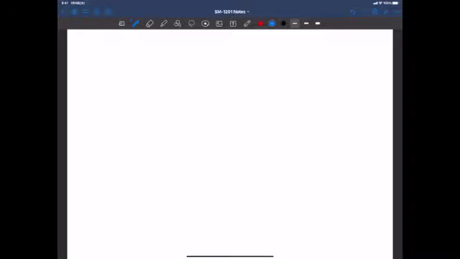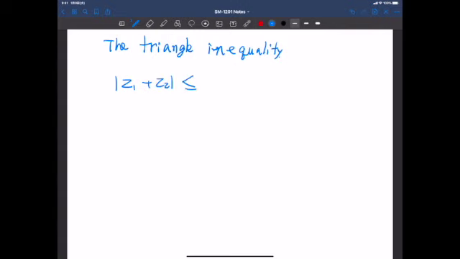The next result is called the triangle inequality, and I think it's less trivial. That says the modulus of the sum of two complex numbers is less than or equal to the sum of the moduli of the two complex numbers. So this is called the triangle inequality.